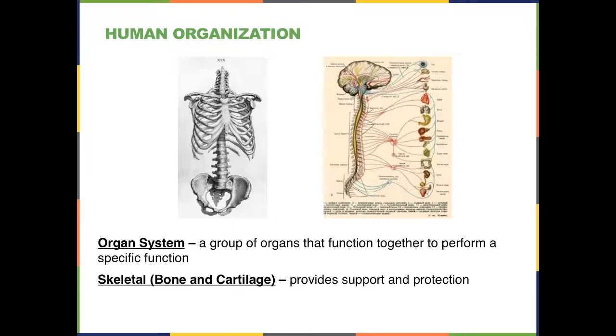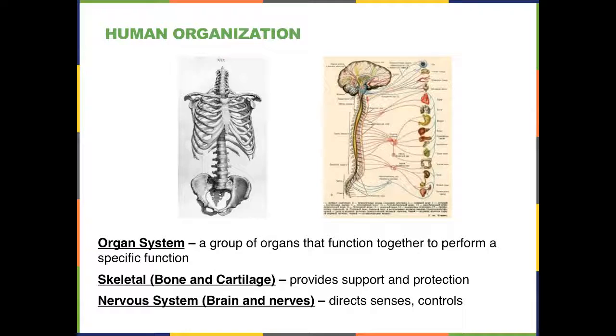On the right here is the nervous system. The nervous system is the collection of brain, spinal cord, and peripheral nerves that are responsible for sensing, directing and controlling various functions, including motion as well as digestive functions, reproductive functions, etc. The brain is, for lack of a better term, the major control center for most of the function of the body.